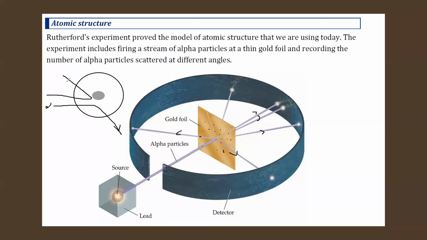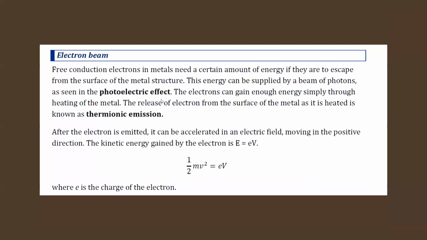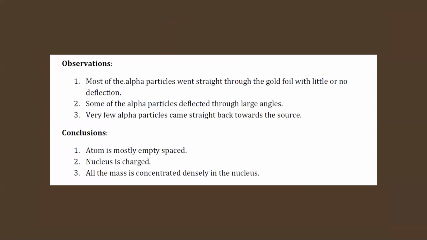Why do few of them bounce back? Because the mass is there in the nucleus, which is responsible for this reflection. So these are the observations. Most of the alpha particles went straight through the foil with little or no deflection. It shows that a major portion of the atom is empty. The second one is some alpha particles deflected through a large angle. What it shows is the nucleus is charged, and few alpha particles are able to come straight back, meaning bounce back, which shows that the mass is concentrated at the center of the nucleus.